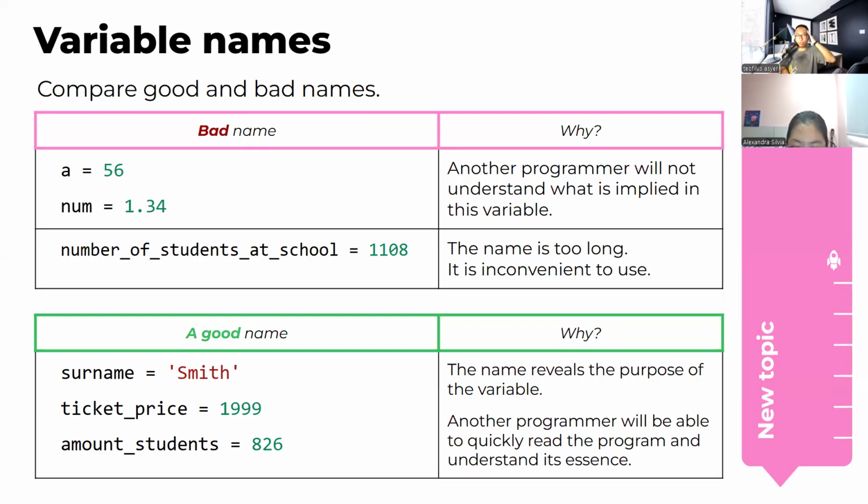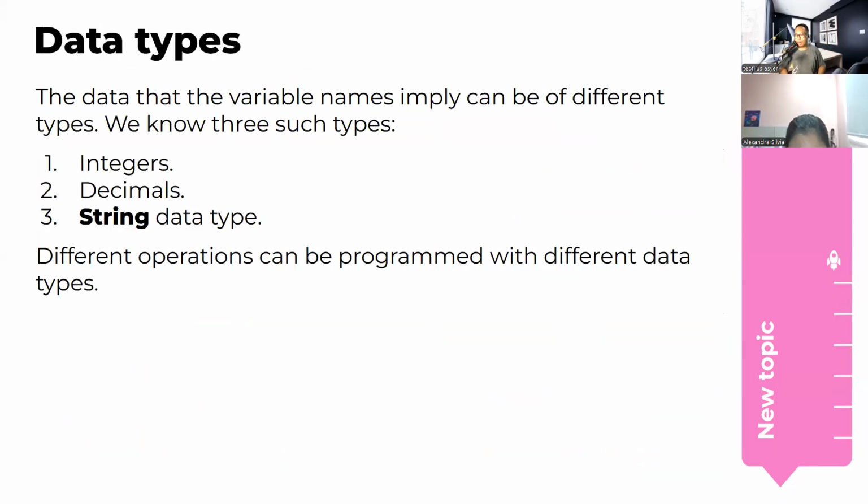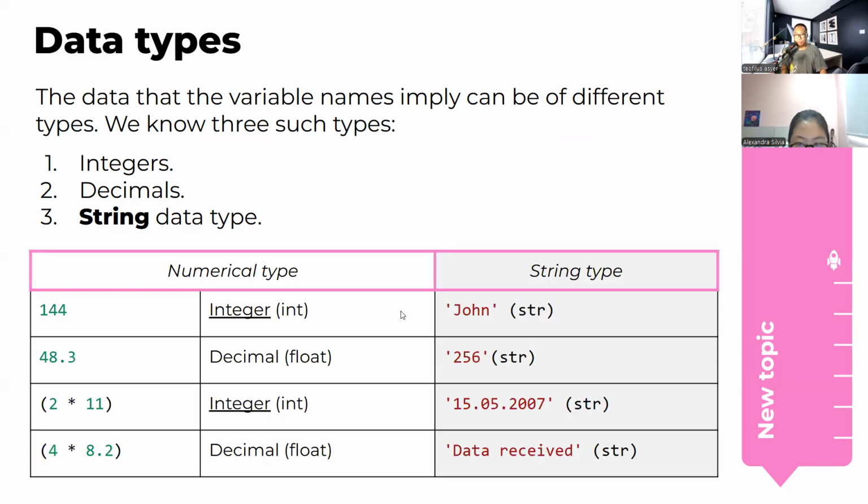Okay, now we will try to learn about data types. This is also the most common thing. There are a lot of data types in Python, but for now, we will discuss three data types only: the integers, the decimals, and the string.